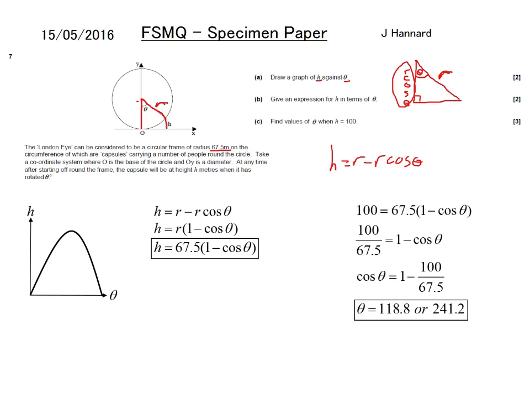So theta must equal 118.8 or 241.2. Now you might be a bit confused as to why you get two values, but that is because, for instance, if we had h up here, like that, it is going to be h at that h twice, because obviously you're going to get a value here and here. So that means there's two values of theta.